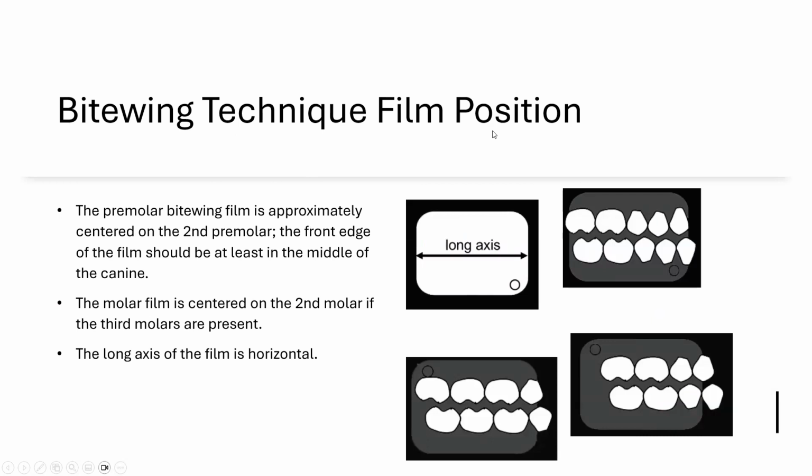Bitewing technique film position. The premolar bitewing film is approximately centered on the second premolar, and the front edge of the film should be at least in the middle of the canine so that you are not going to miss the mesial portion of the premolars. The molar film is centered on the second molar if the third molars are present. If not, then in the center of the second and first molar. The long axis of the film is horizontal. Long axis is like this.